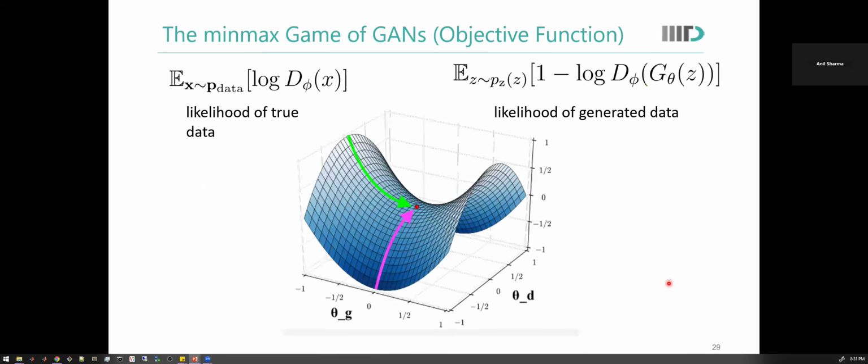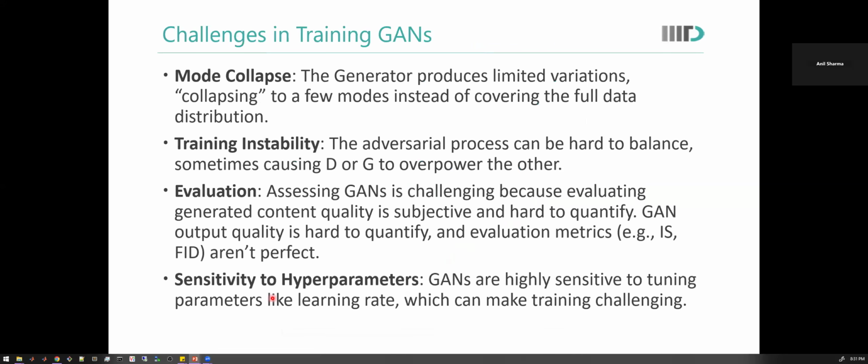This is the visualization of the min-max objective function. Basically, we are trying to maximize the discriminator objective and minimize the generator objective. This is the optimal point that we want to achieve from this objective function. This is just for visualization purposes, you don't have to understand this in detail.